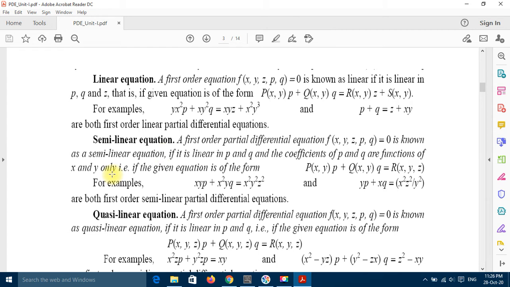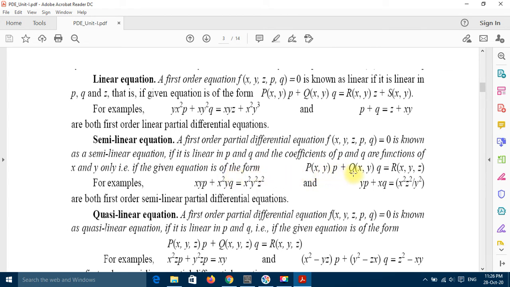And that is the coefficients of p and q, not the function of z. Means the coefficients of p and q are only the functions of x and y. Means the coefficient of p is a function of x, y and the coefficient of q is also a function of x, y. Then such a differential equation is known as a semi-linear differential equation.